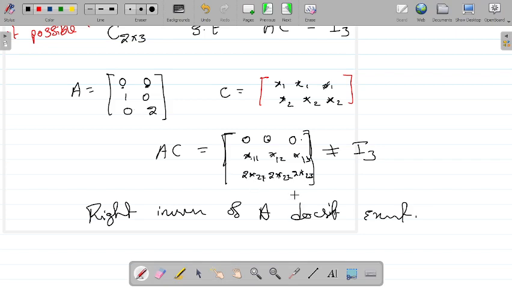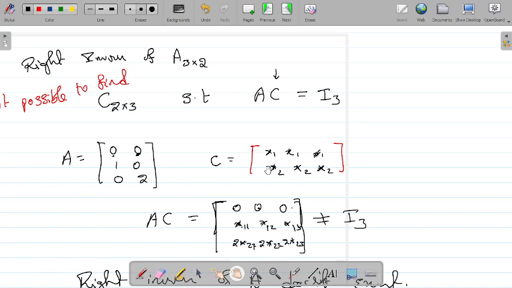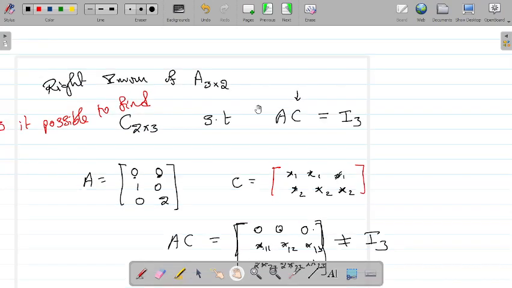So now you need to think, is it possible to find C such that A times C equals I3, where I3 is a matrix of rank 3? Okay, so yeah, we'll discuss more about it later on. I hope you understand what is right inverse and left inverse for a rectangular matrix.